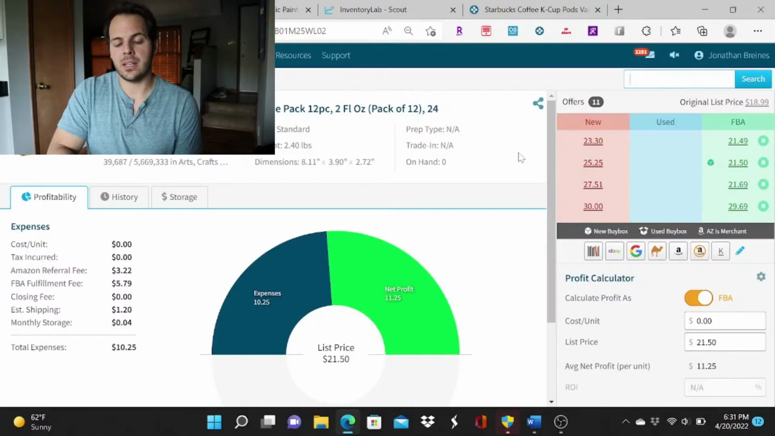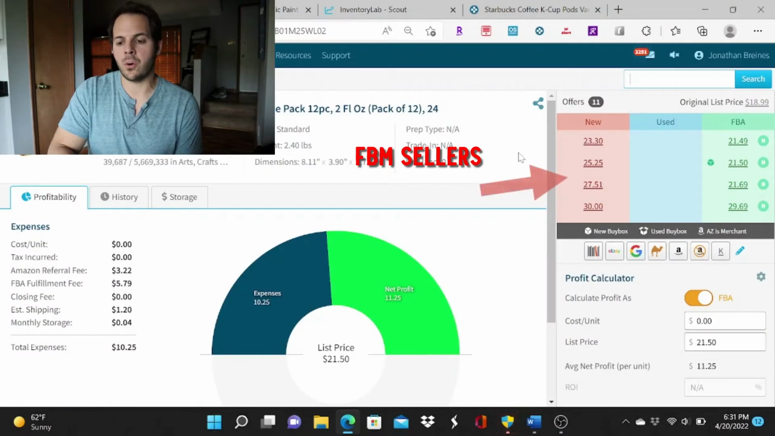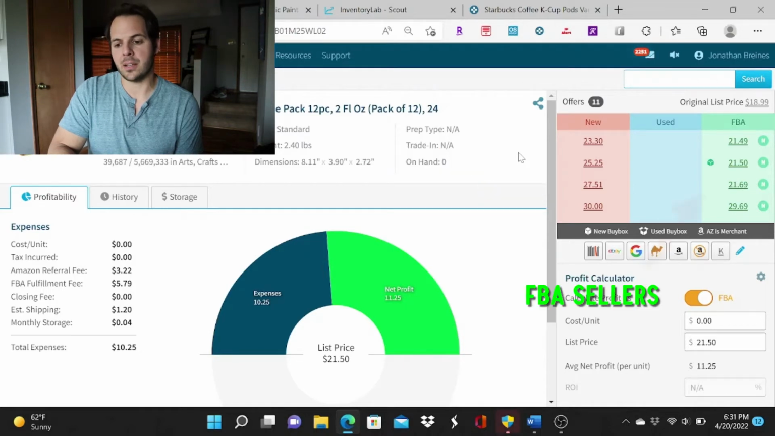Now here we are in Inventory Lab at the first product. As you can see, there's a lot of FBM sellers who I ignore. There's also a lot of FBA sellers, okay? One person selling it for $21.49. You see one at $21.50, $21.69, okay?